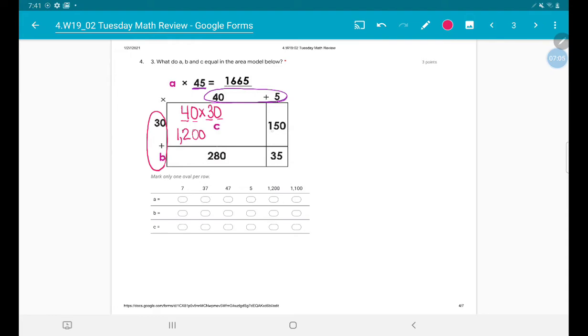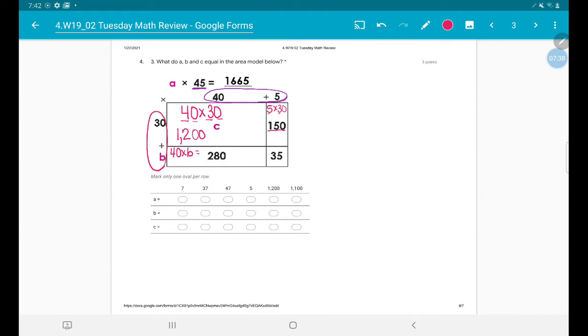They already gave us the area of this section, which is 150, but they found that by doing length times width. 5 times 30. 5 times 3 is 15, and we have a 0 to add. Now I've got to figure out what B is equal to. To find B, we have to do length, which is 40, times B, which we don't know, and that equals 280.